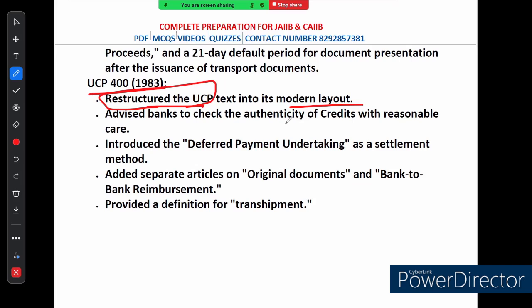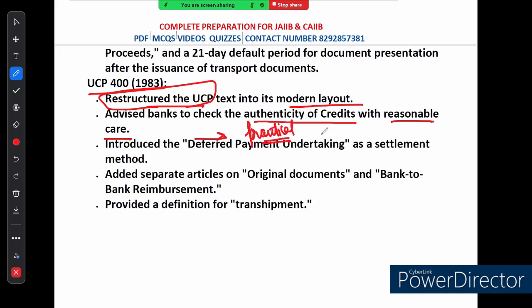Another key provision in UCP 400 required the advising bank to check the authenticity of the letter of credit with reasonable care. This means that banks were expected to take practical steps.